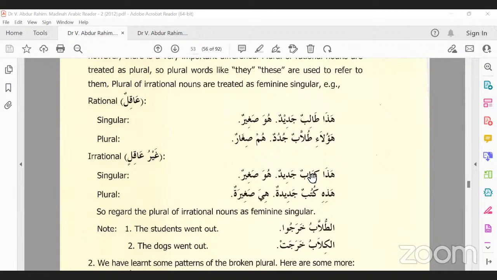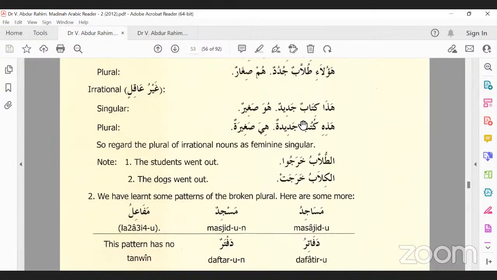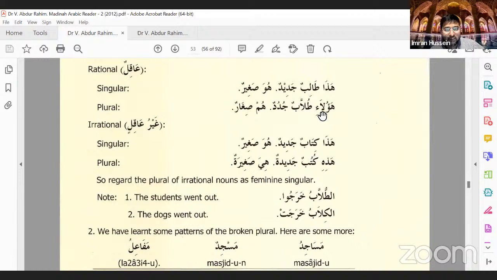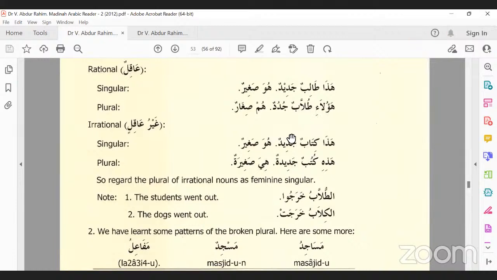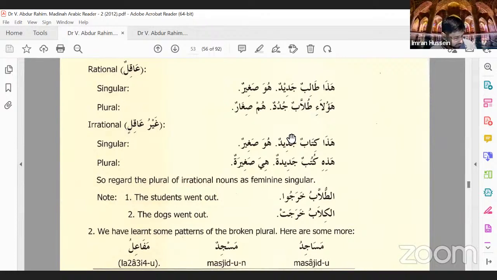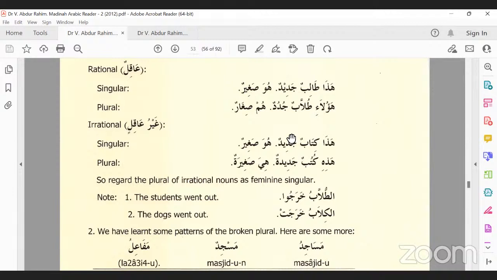And so the plural form is haula'i tullabun jududun. These are new students. Hum sigarun. They are small. They are young. Correct. So again, where is the mubtada and where is the khabar? Haula'i is mubtada, tullabun is khabar, and jududun is the sifa of tullabun, because the students are new. And hum is mubtada and sighar is khabar.